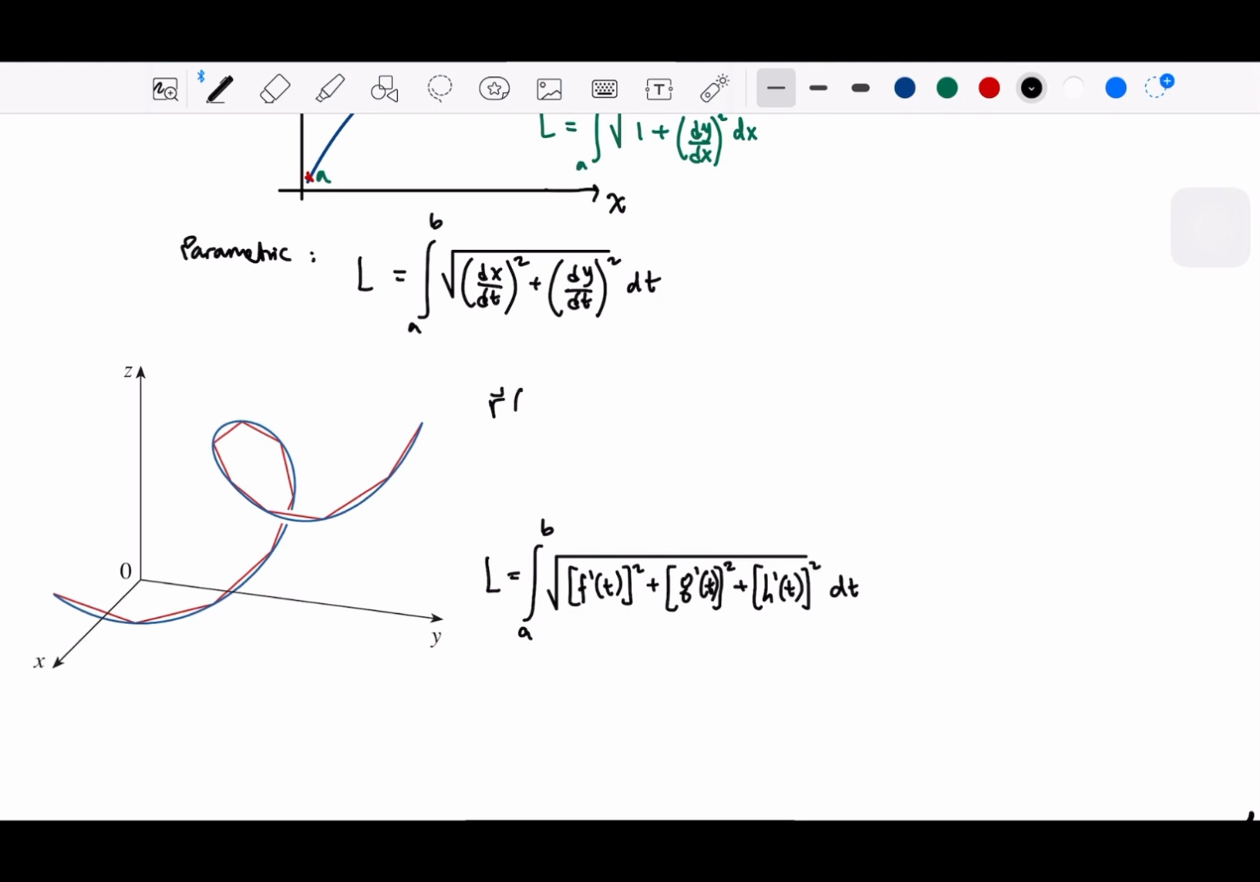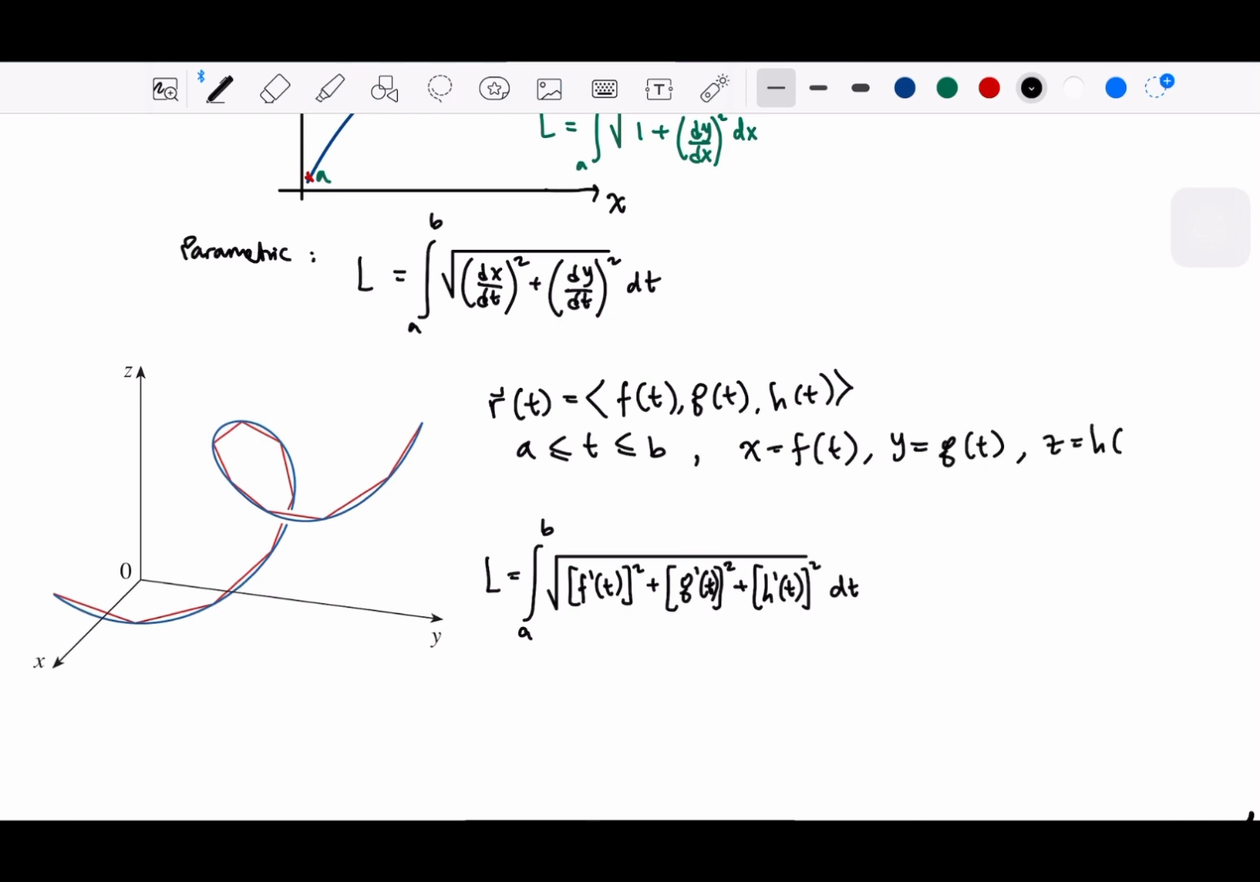So for the vector equations, let's say we have f(t), g(t), h(t), and t is from A to B. So we can say x is f(t), y is g(t), and z is h(t). They are all parametric equations. And we can say f prime, g prime, h prime are all continuous, okay? So that we can continue to write down this formula.